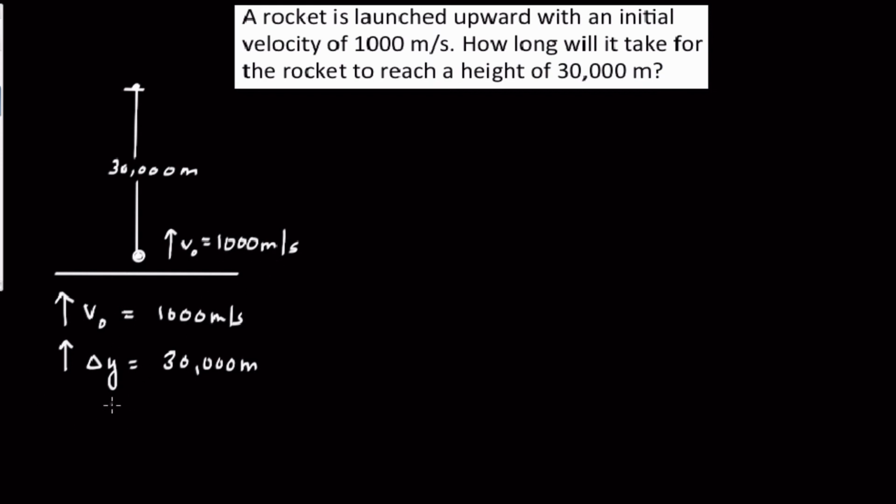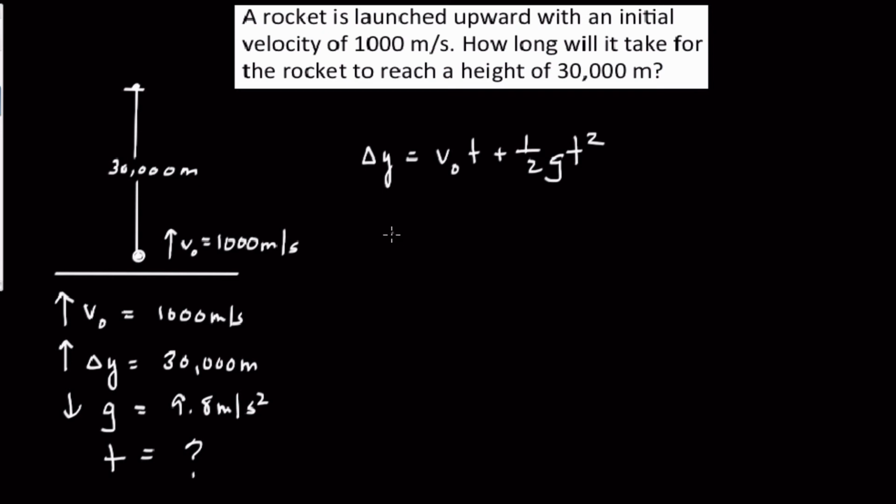What else do I always know in a free fall problem? I always know g. And g is always downward. It's the acceleration due to gravity, and it is a constant 9.8 meters per second every second, or meters per second squared, and my unknown is t. So once again, I'm going to use this equation. Delta y is v naught t plus 1/2 g t squared. Let me rewrite it so that it's in the format that I'm used to solving quadratics in.